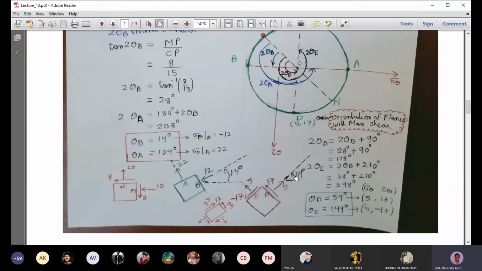So when you rotate the vertical plane M by 59 degrees, this is the plane we get, and that plane corresponds to point D. And there the normal stress is 5 and shear stress is 17. So the normal stress we are showing 5, and shear stress tau theta is in this direction, so we show 17. And for point E, when you rotate the vertical plane by 149 degrees, we have the coordinate 5 comma minus 17. So we rotate by 59 plus 90, and we'll get the E plane here.